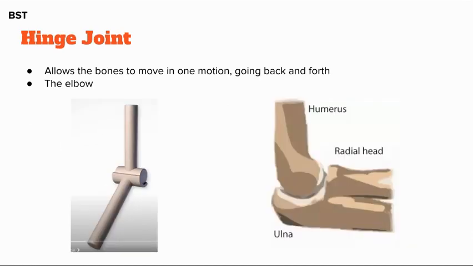The hinge joint allows the bones to move in one motion, going back and forth. The hinge joint is just like the hinges on a door. One example of a hinge joint in our body is the elbow. Try and bend your arm repeatedly at the elbow. It moves in a hinge motion. Your arm is allowed to bend like that thanks to the hinge joint.